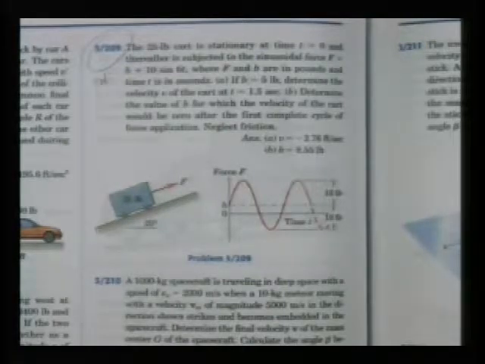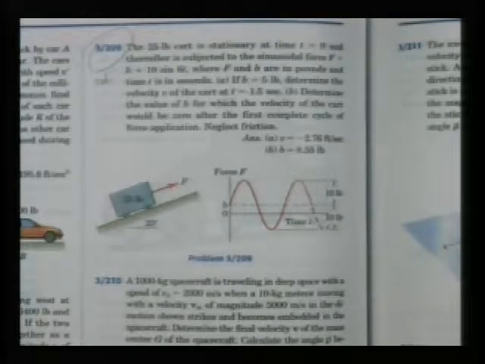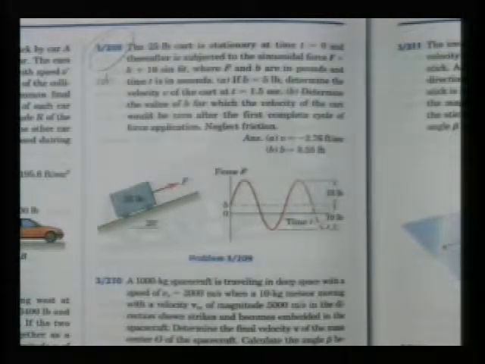A 25-pound cart, stationary at time 0, and thereafter subjected to a sinusoidal loading up the ramp. And then they give us some prescribed value in part A for the vertical shift on that sinusoid of 5 pounds. Determine the velocity of the cart at 1.5 seconds.